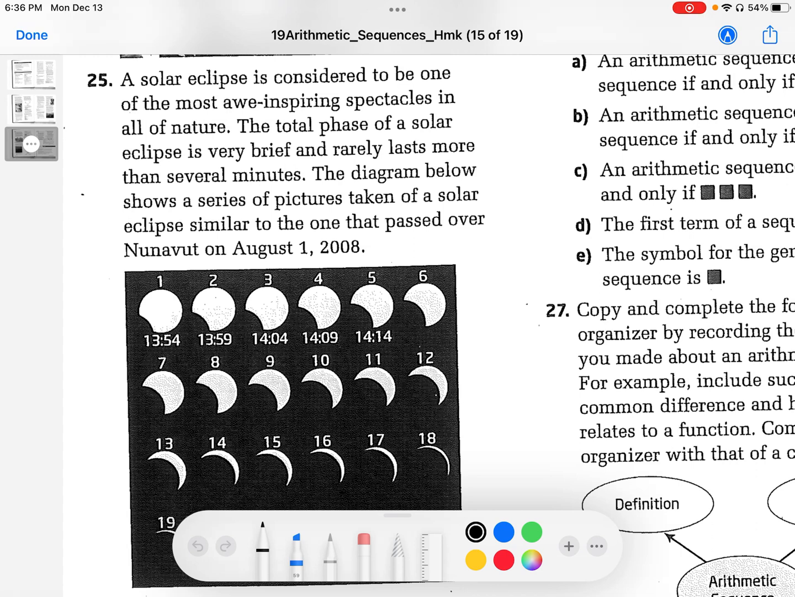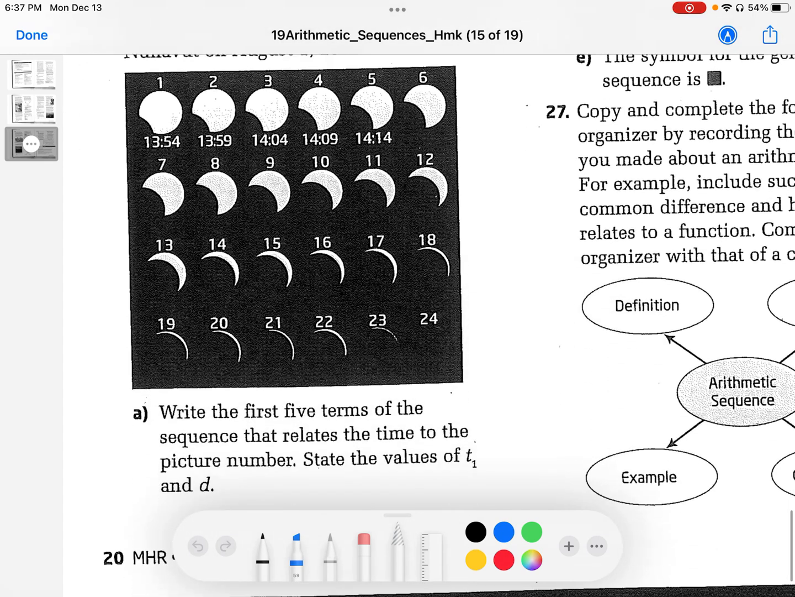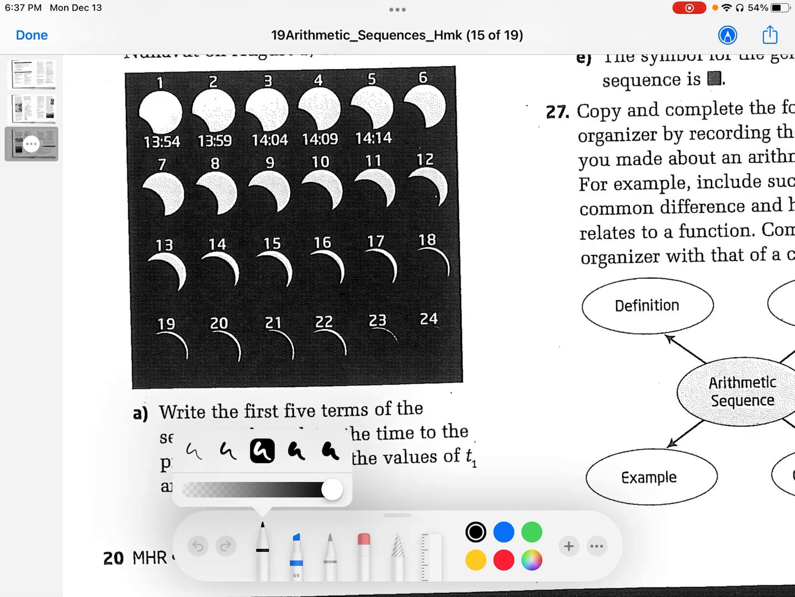1354, which is 154. Okay, so that's going to be 154. 1359 is 159. This is 204, 209, 214, etc. So the sequence, if we're asked to write the first 5 terms of the sequence, the first 5 terms of the sequence would look like this.